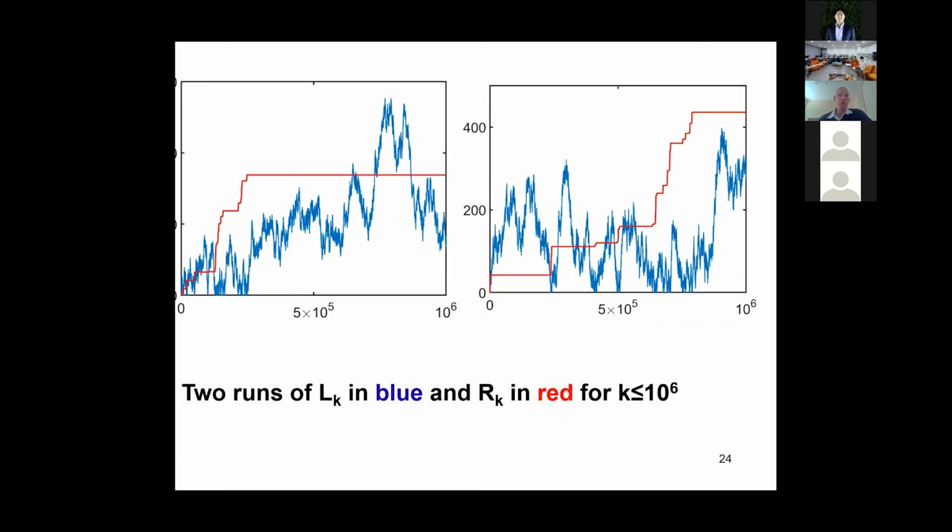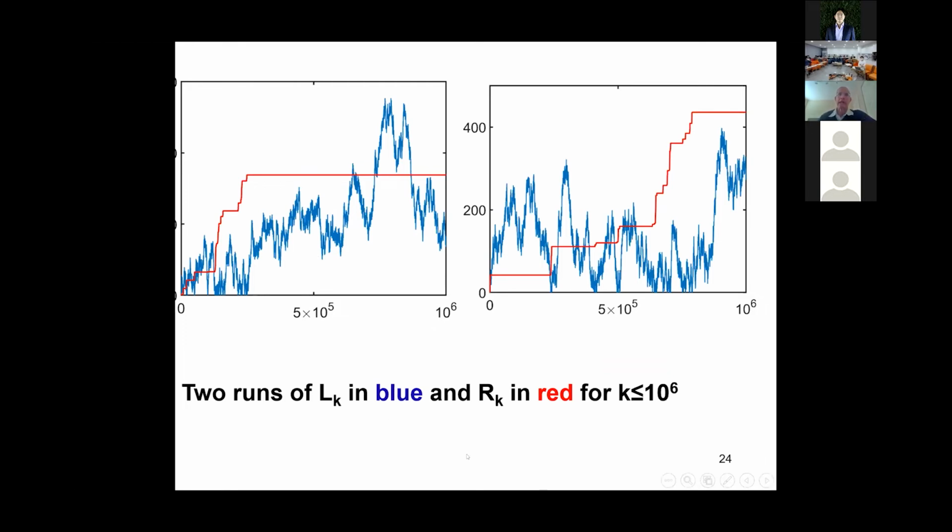Here is how it looks. We just have here two runs of this Lk in blue. So these are the small elements that stay in the memory at every given time step. And the red is the elements that are bigger than 1 minus 1 over e and do not stay.